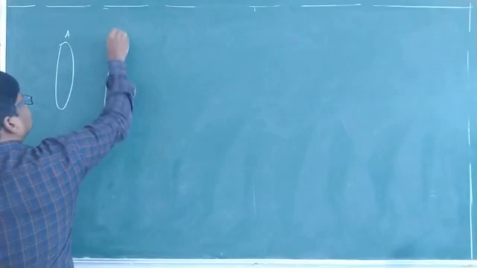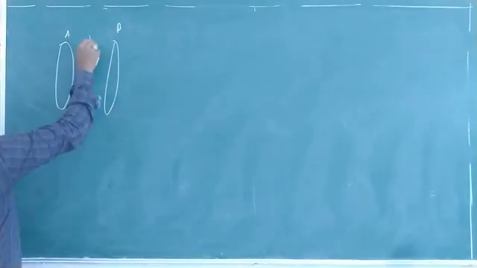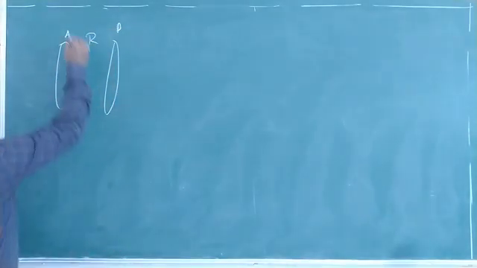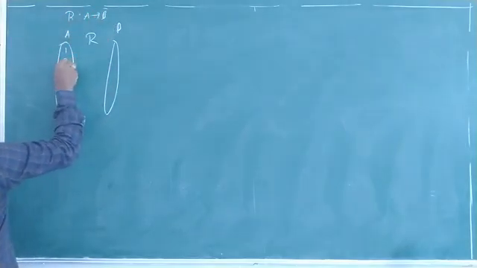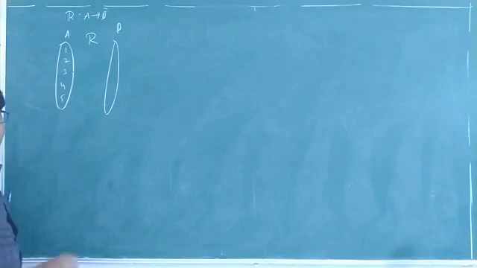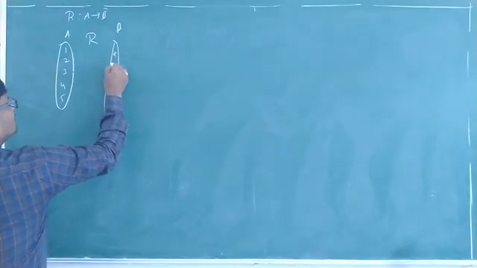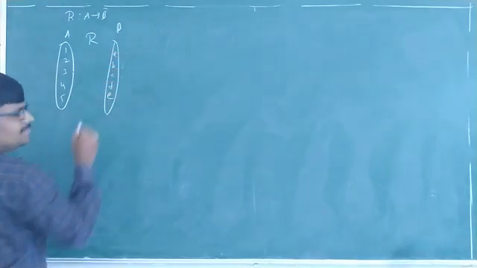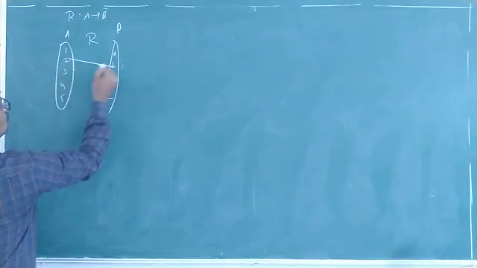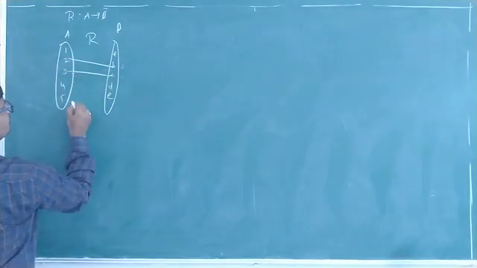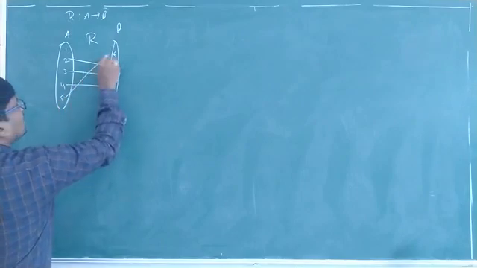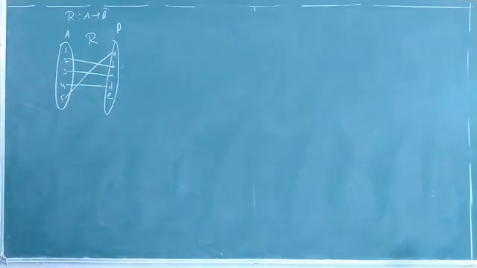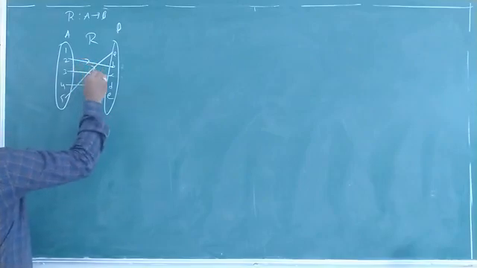Suppose set A is there, set B is there. There is a relation R from A to B. Here I am taking 1, 2, 3, 4, 5 in set A, and A, B, C, D, E in set B. Then just see, 2 to B, 3 to C, 4 to D, 5 to A. Suppose it is some relation. We don't know the relation, just simply I am writing it is a relation.